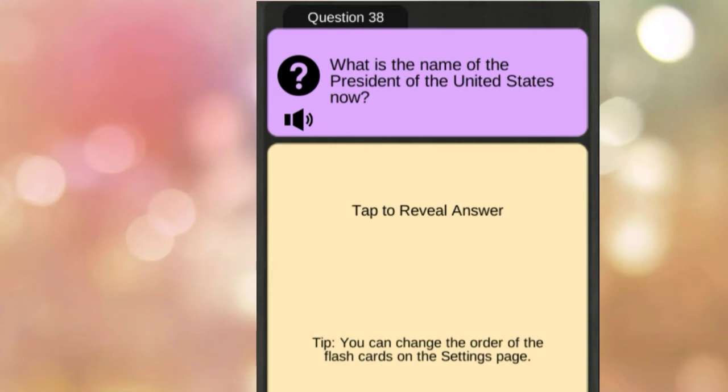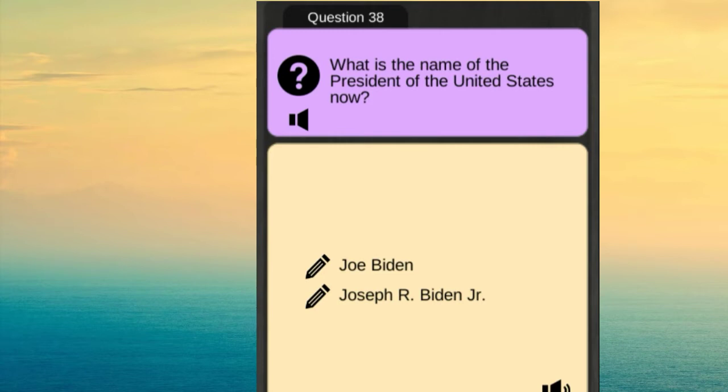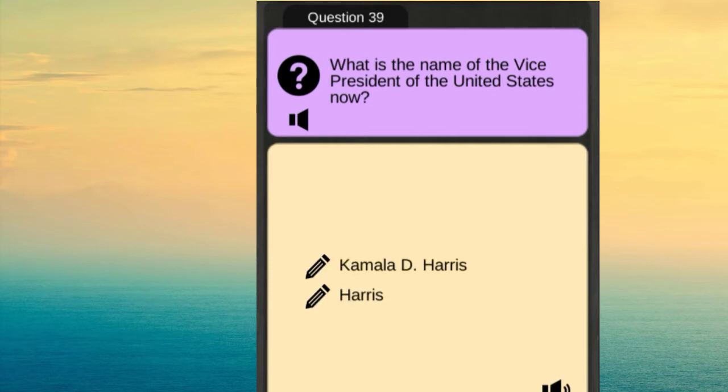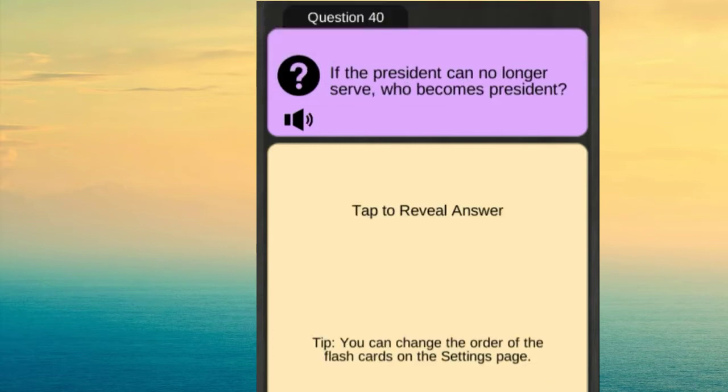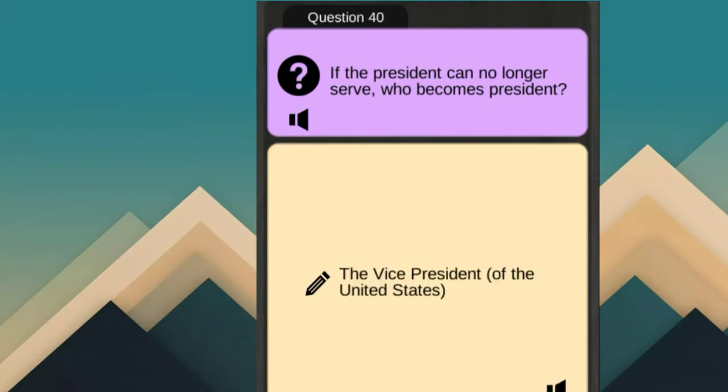What is the name of the President of the United States now? Joe Biden. Joseph R. Biden Jr. What is the name of the Vice President of the United States now? Kamala D. Harris. If the President can no longer serve, who becomes President? The Vice President of the United States.